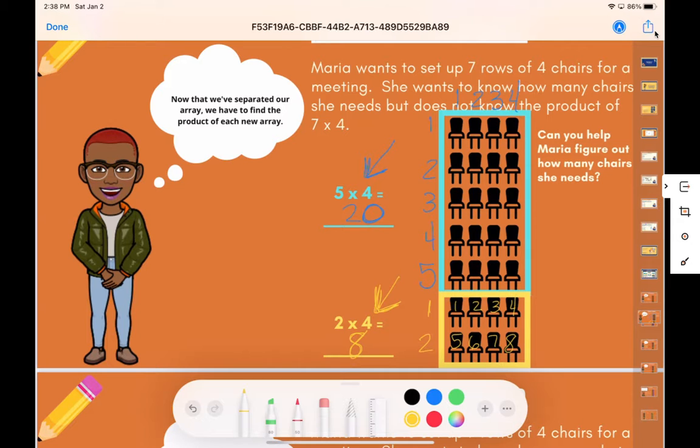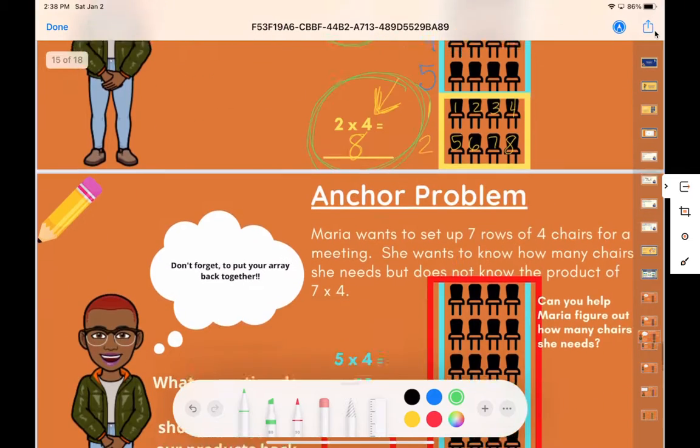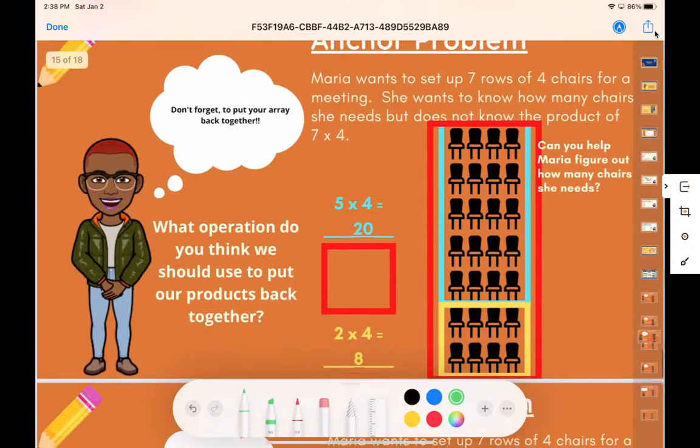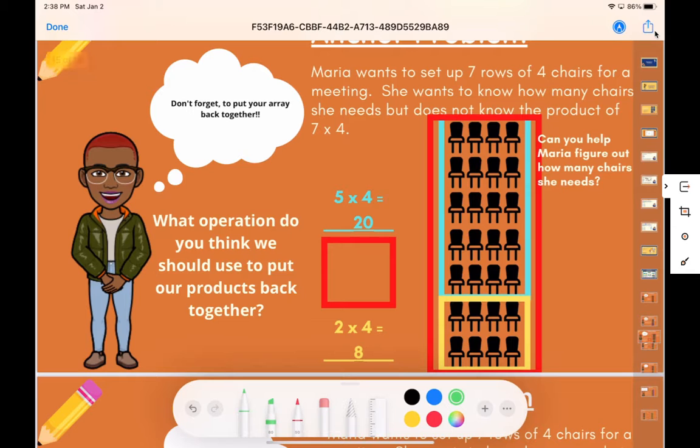So far, we know that Maria's first set has 20 chairs and her second set has 8 chairs. I wonder what we're going to do next. Here's a hint. It has something to do with that word sum. So let's take a look. We found out that the top row had 20 chairs and the bottom set had 8.